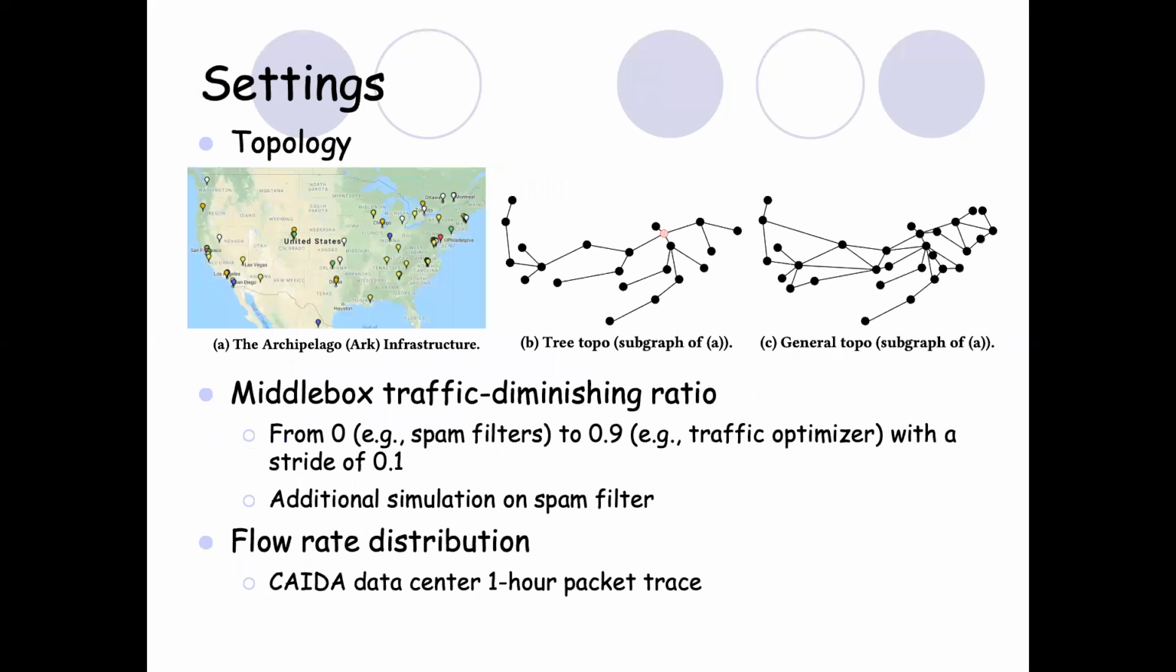Here is the topology we used for running our simulations. We use the ARC infrastructure, and we extracted the tree and general topologies from the infrastructure. The traffic diminishing ratio, we changed from 0 to 0.9. And the flow distribution comes from the KDA data center by our packet trees.